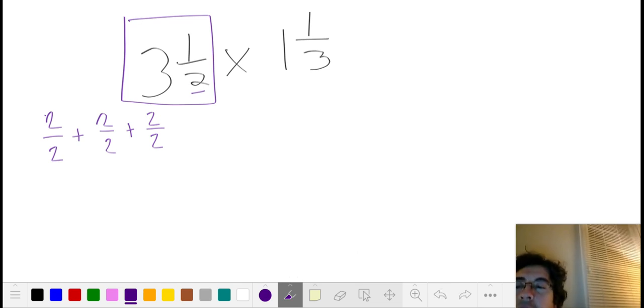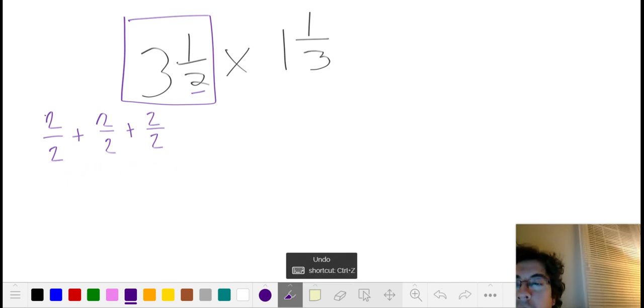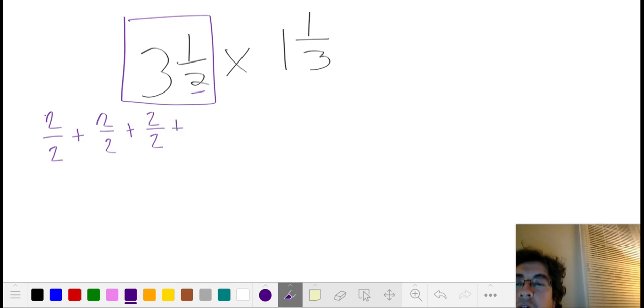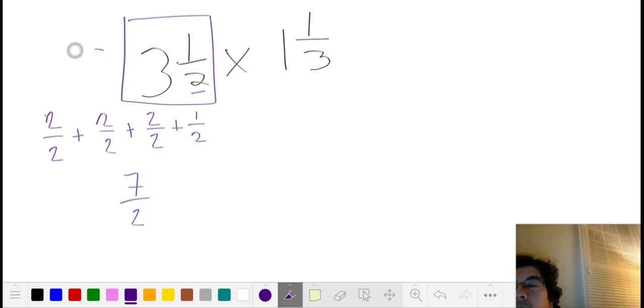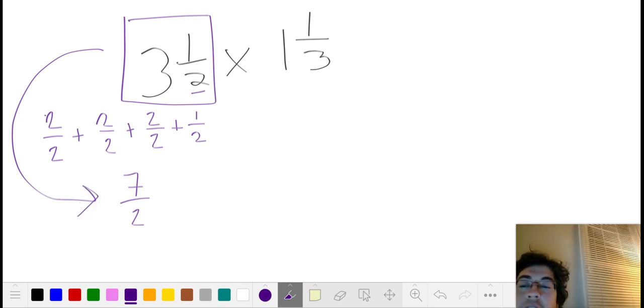So now that I have my 3 wholes, I'm going to add the 1/2 to the 3 wholes. And so altogether, I have 7 over 2, or 7/2. So I've turned 3 1/2 into an improper fraction, 7 over 2.